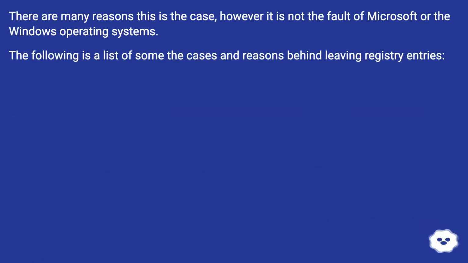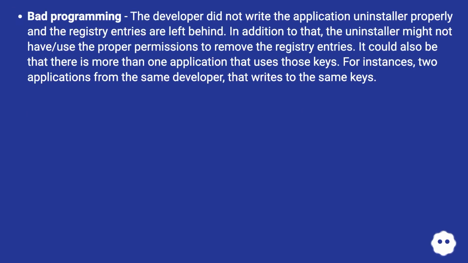There are many reasons this is the case, however it is not the fault of Microsoft or the Windows operating systems. The following is a list of some of the cases and reasons behind leaving registry entries. Bad programming. The developer did not write the application uninstaller properly and the registry entries are left behind. In addition to that, the uninstaller might not have the proper permissions to remove the registry entries. It could also be that there is more than one application that uses those keys. For instance, two applications from the same developer that write to the same keys.